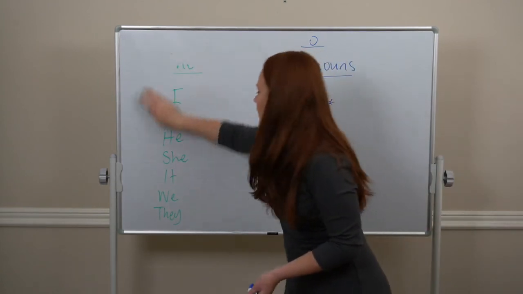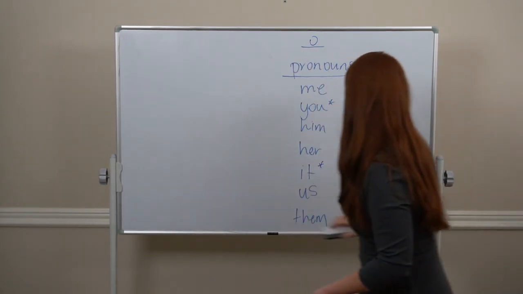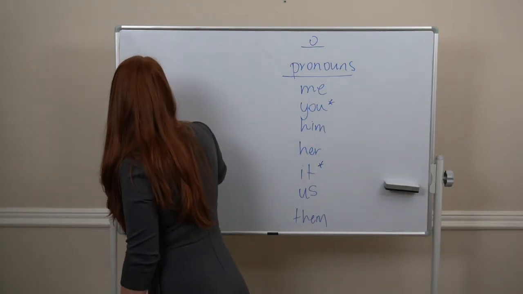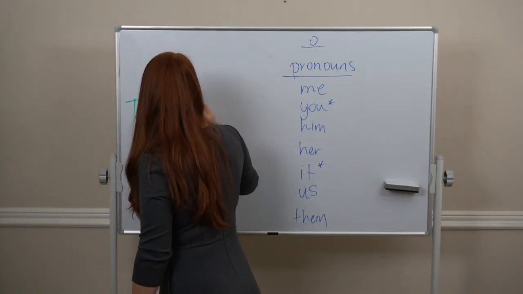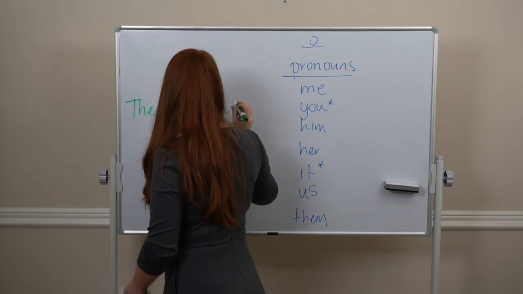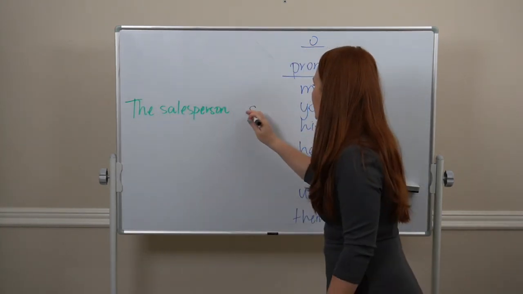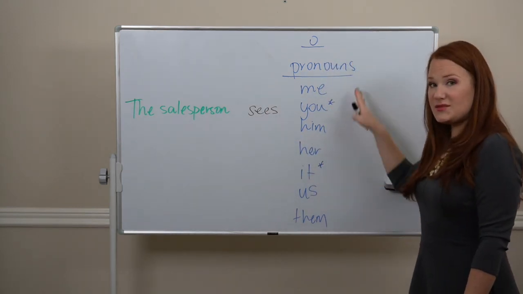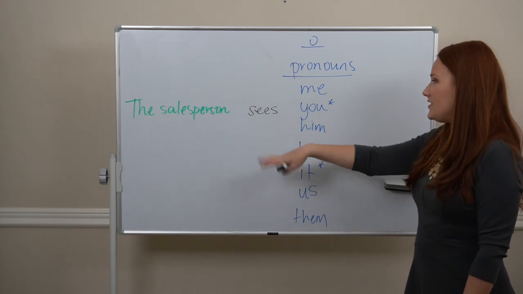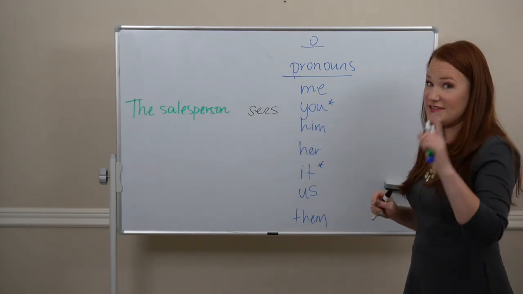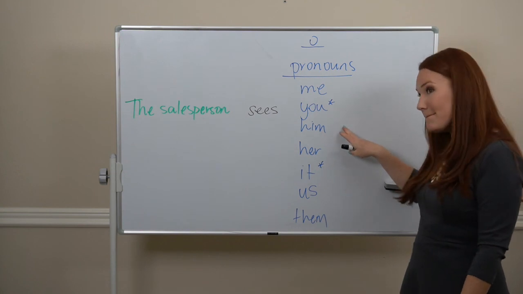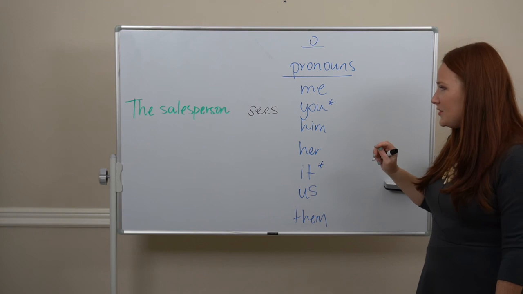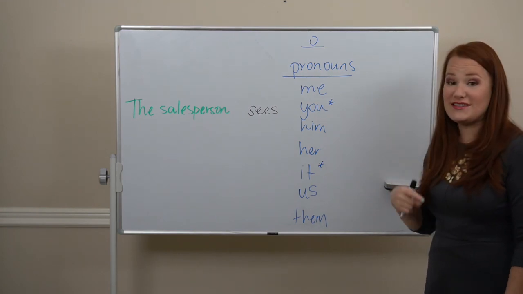So, if we have a sentence like, the salesperson sees, we can replace the direct object with any of these pronouns. The salesperson sees me. The salesperson sees you. The salesperson sees him. The salesperson sees her. The salesperson sees it. The salesperson sees us. Or the salesperson sees them.